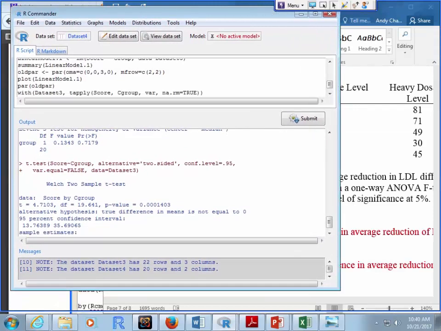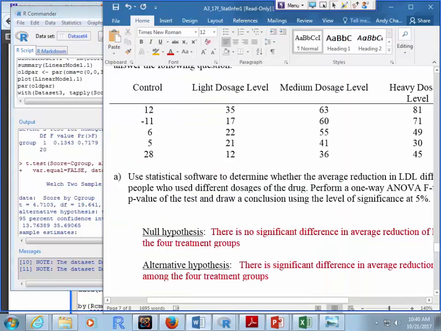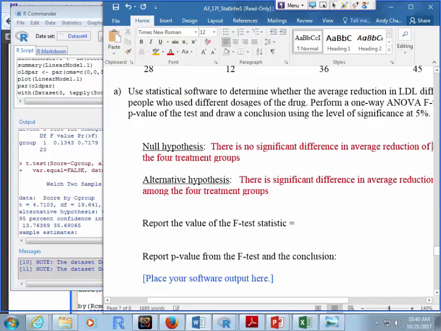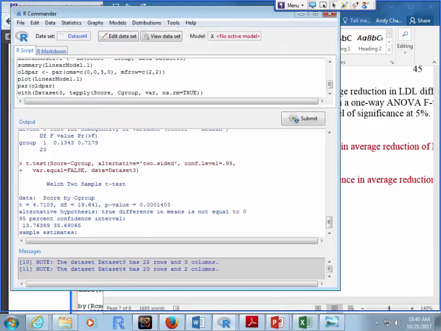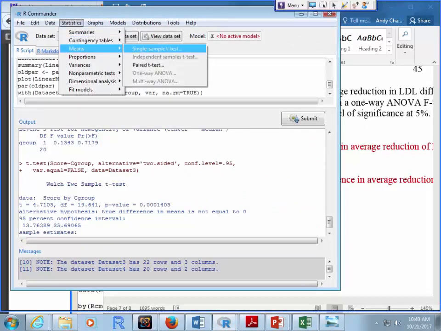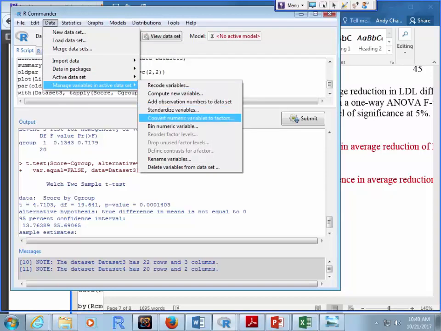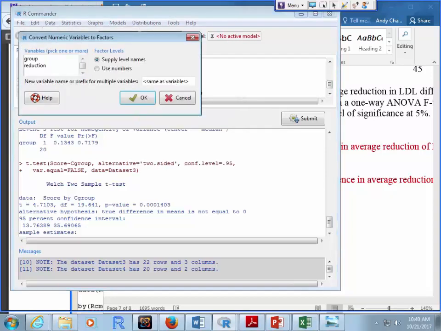In fact, to do a proper study, we need to check the normality assumption and the equal variance assumption. But since my first question is asking to do the hypothesis test, let's do the hypothesis test first. So we're going to click Statistics, Means. Oh, I can't do that, because the group variable is not a factor. So you go to Data, Manage variables in active data set, the same thing as you do with the two independent sample tests.